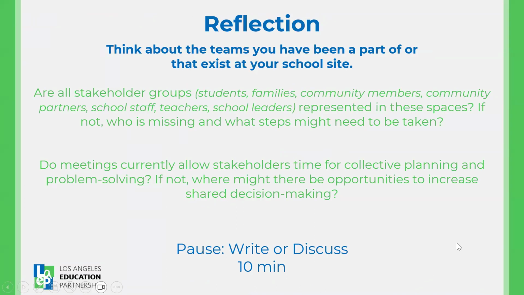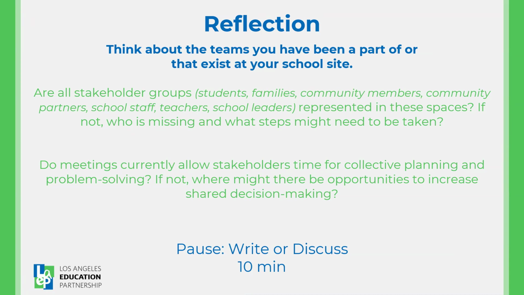This brings us to the end of part 2, and we would like you to pause here to discuss, write, or reflect on these questions. First, think about the current teams or meetings that you've been a part of or that exist at your school site. Are all stakeholder groups, including students, families, community members, community partners, school staff, teachers, and school leaders, represented in these spaces when they should be? If they're not, who's missing? And what steps might need to be taken in order to reach out and increase stakeholder engagement?